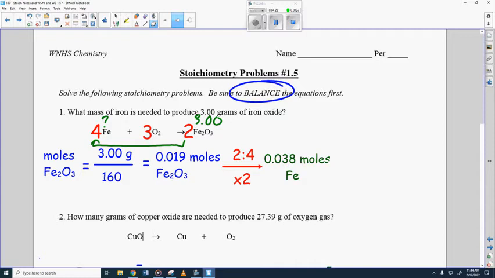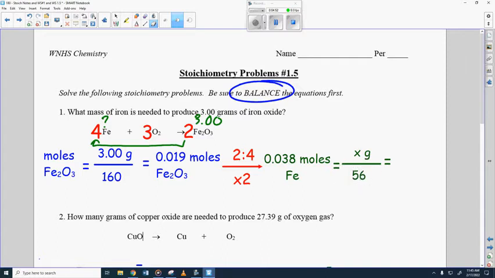Okay. So now moles equals mass over formula weight. I don't know what the mass is, so I'm just going to leave that as x grams. And what formula weight do I need to use here? It's just Fe's formula weight, which would be what number? It would be just 56.